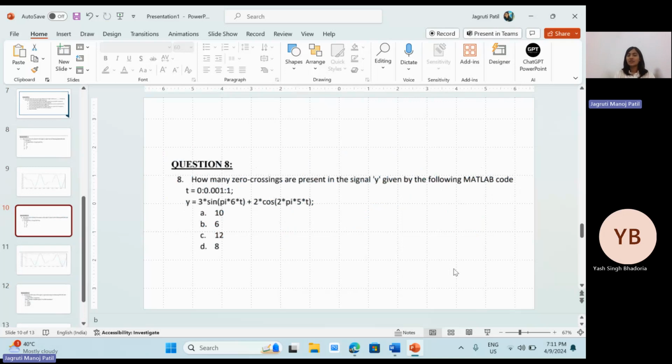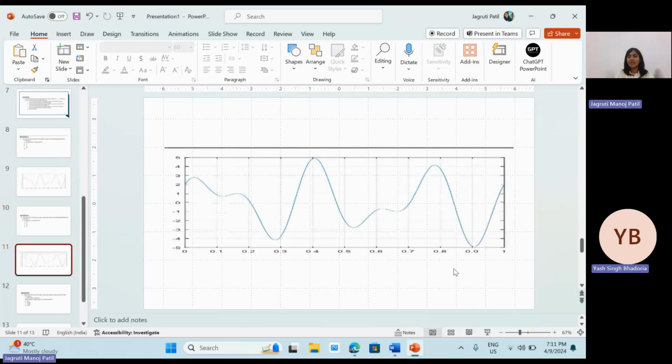Okay. So how many zero crossings again? For zero crossing, we again try and plot it. So we see that the signal is like this.